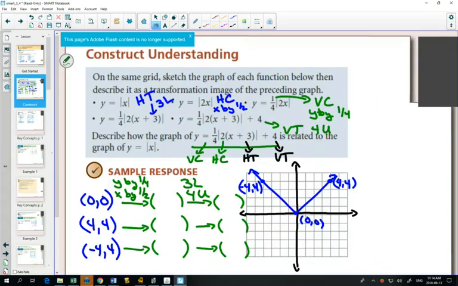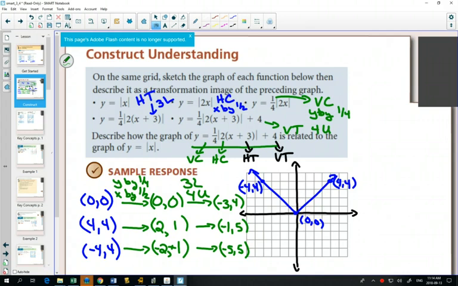So we go through our points now and say, if I need to multiply x by 1/2, well, this is going to be 0, this is going to be 2, this is going to be -2. If I need to multiply y by 1/4, this is still 1/4, this will be 1, this will be also 1, plus 1. Then we need to move 3 to the left, so this will be -3, -1, -5, and we need to move 4 up, +4, +5, +5.